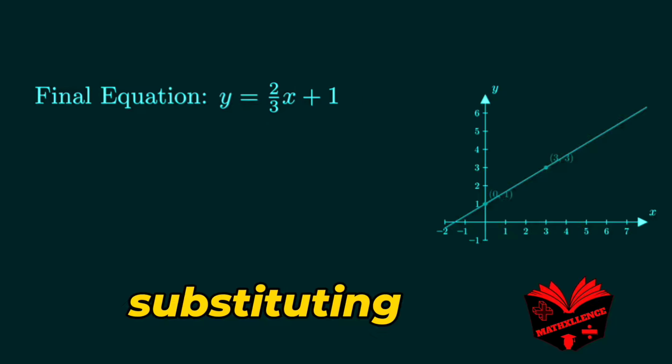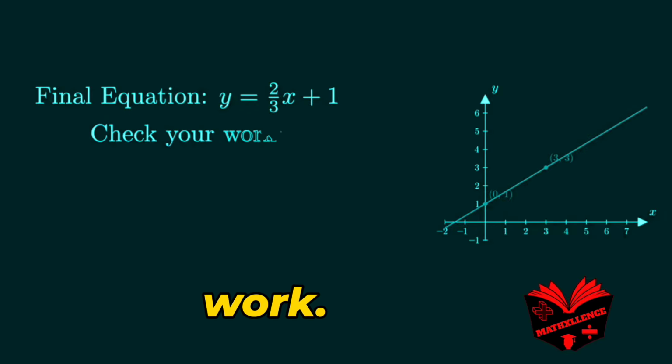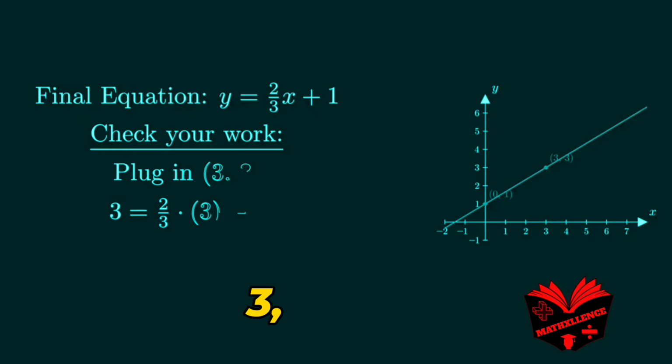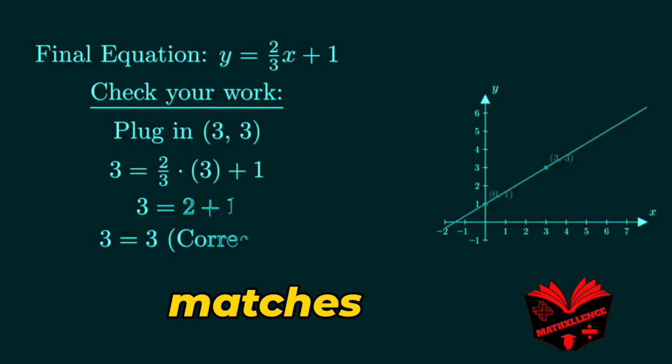By substituting 2/3 for m and 1 for b, we get our result: y equals 2/3 x plus 1. It is always a good idea to check your work. If we plug in the x-coordinate of our second point, which is 3, the calculation gives us a y value of 3. This matches the point on our graph, so we know our equation is correct.